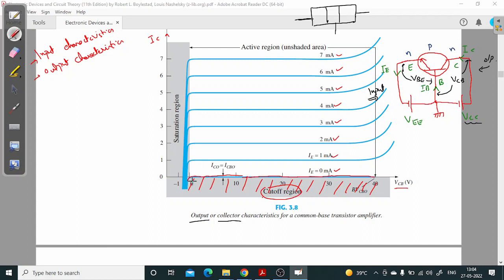Now for the horizontal axis, the x-axis, this is the 0 mark. So actually this is the vertical line.